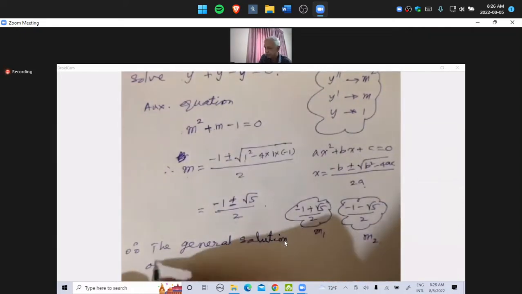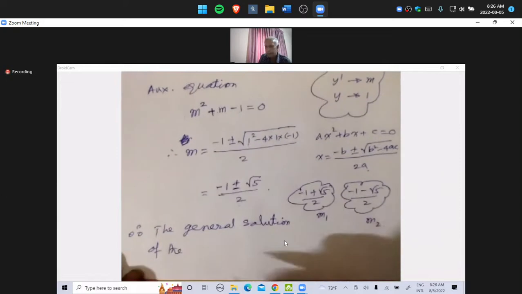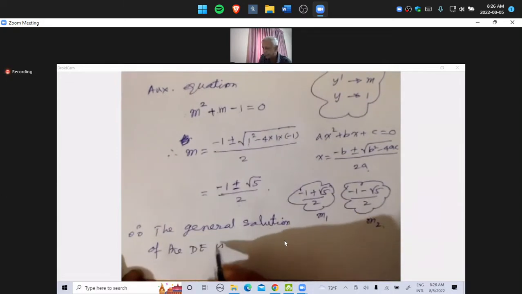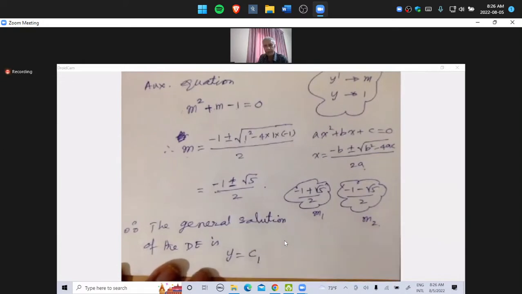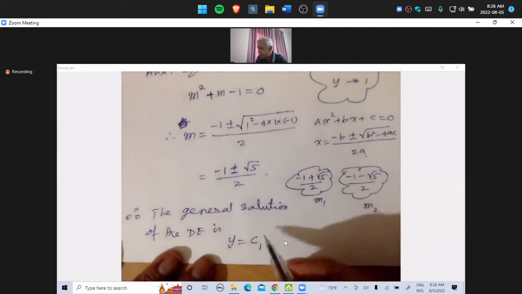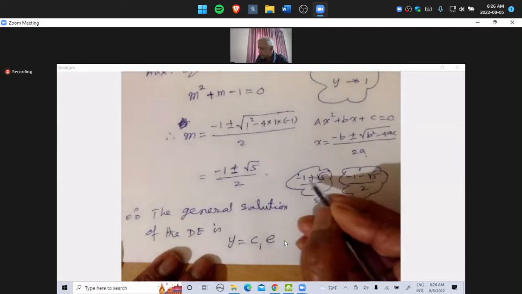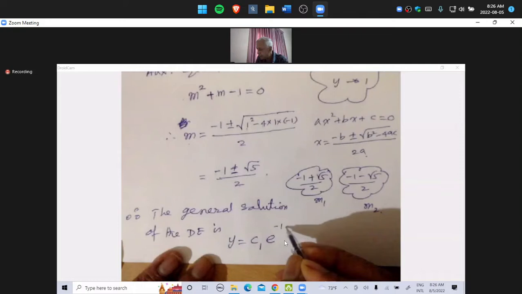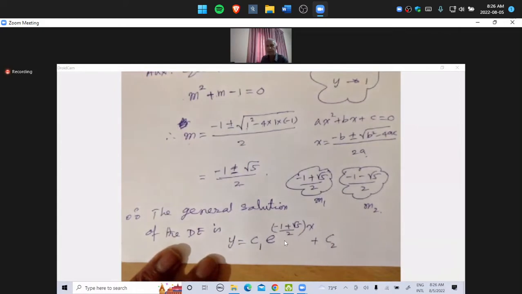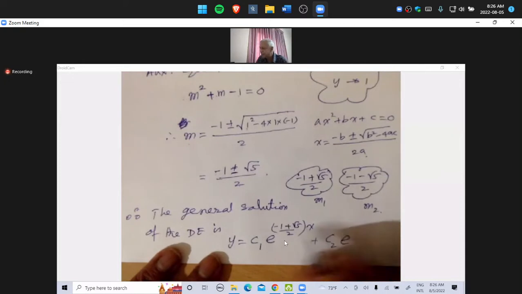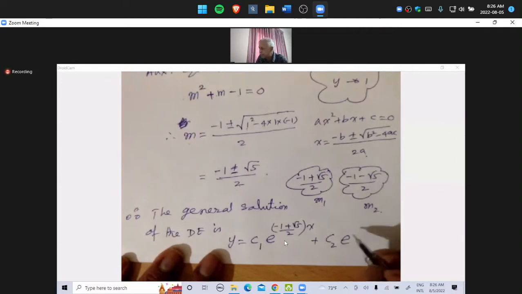The general solution of the differential equation is, let us write, y equals C1, arbitrary constant, C1 times e to the m1x, e to the (-1 plus root 5 over 2)x plus C2. What is the other one? C2. It might look ugly, but it's C1 e to the m1x plus C2 e to the m2x.